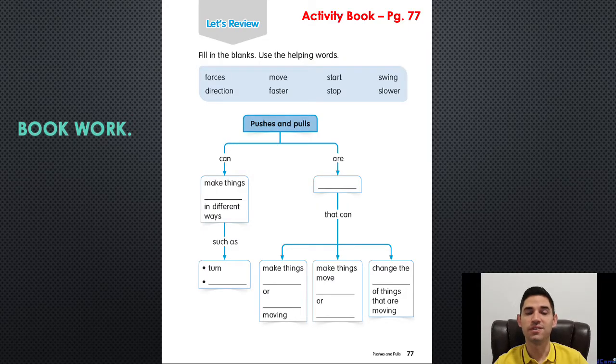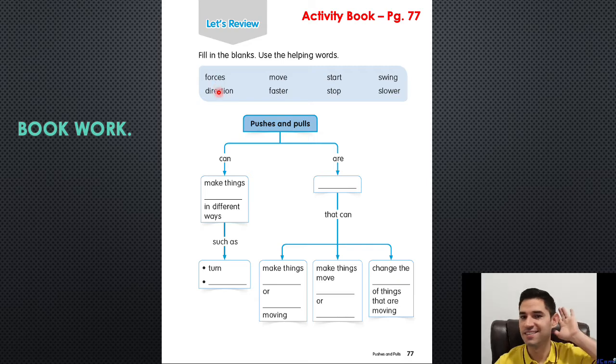So here we're going to be completing the final page in our activity book, page 77. So we're going to be using the words we've learned throughout this unit. So we learned the words forces, move, start, swing, direction, faster, stop, and slower. Repeat after me.